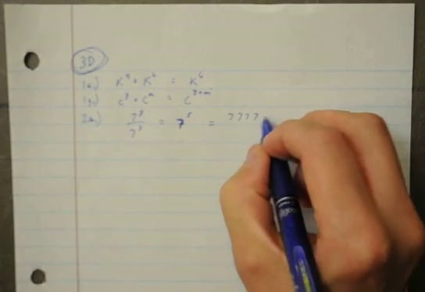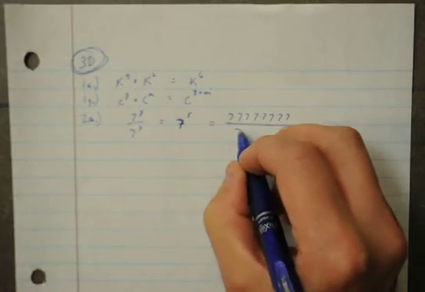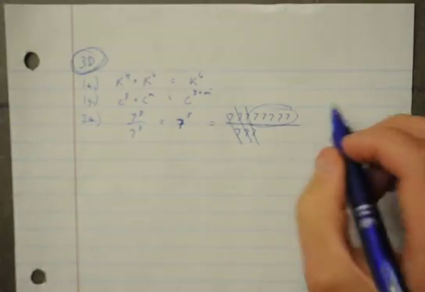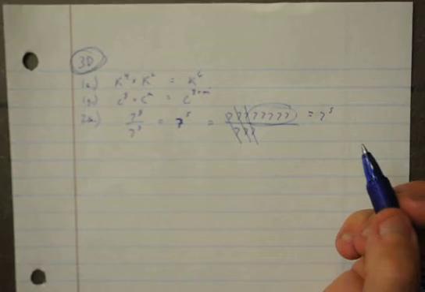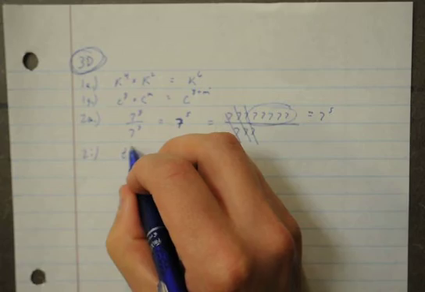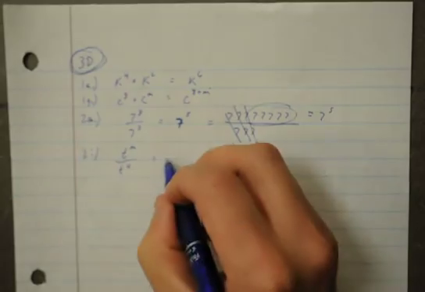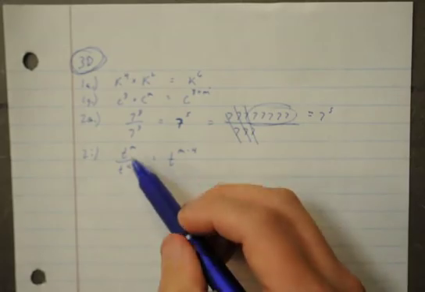What's technically happening here is you've got 7, 7, 7, 7, 7, 7, 7, 7 on top, and on the bottom you've got 7, 7, 7. So these are canceling out, and you're left with 5 sevens on top. That's really what's happening here. Let's do I. t to the m over t to the fourth. So all you can do here is write t to the m minus 4. That's the same thing. You take the top minus the bottom.